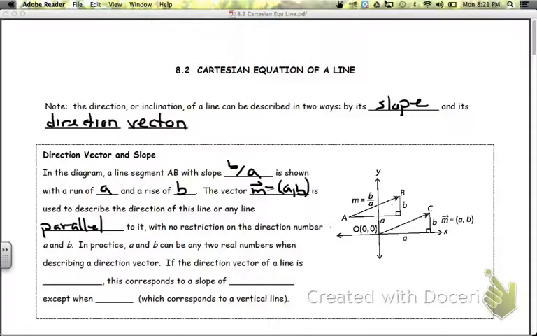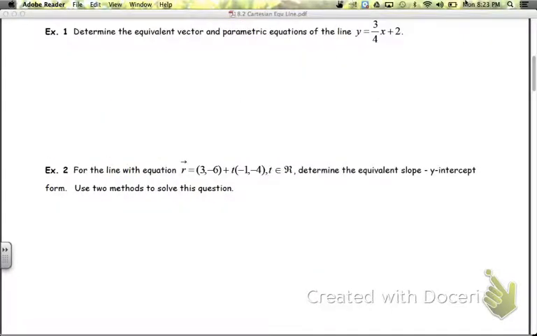If the direction vector of a line is our vector m = (A, B), this corresponds to the slope m equals B over A, since B is your rise and A is your run. Except this will not exist when we have A equal to 0, because this corresponds to a vertical line. If A were equal to 0, the slope does not exist, creating our vertical line. So now we will begin by looking at our first example.